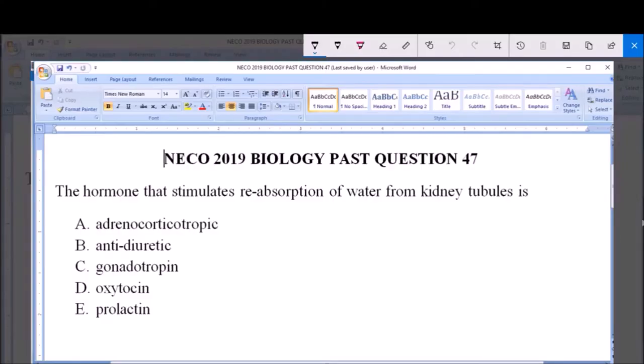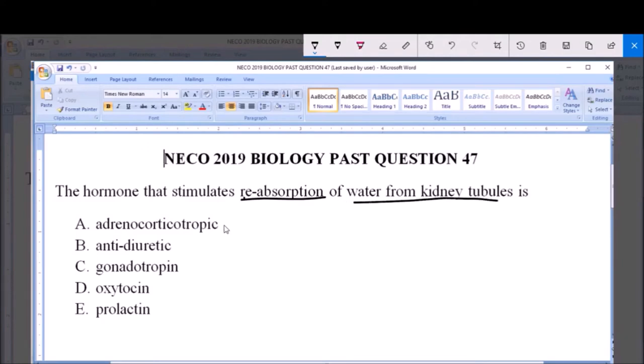I'll be answering NECO 2019 biology past question 47. The hormone that stimulates reabsorption of water from kidney tubules is: A. Adrenocorticotropic hormone, B. Antidiuretic hormone, C. Gonadotropin hormone, D. Oxytocin, and E. Prolactin. So we are asked to pick the hormone that is responsible for the reabsorption of water from the kidney tubule.